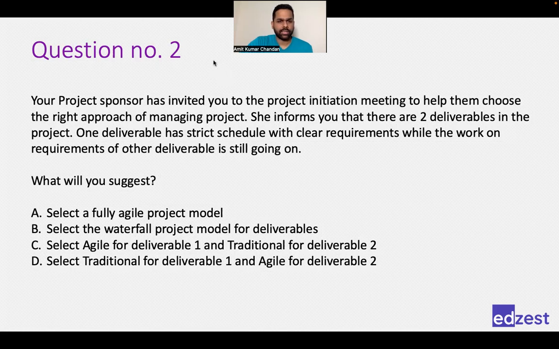All right, so let's discuss this. Your project sponsor has invited you to the project initiation meeting to help them choose the right approach of managing the project. She informs you that there are two deliverables in the project. One deliverable has a strict schedule with clear requirements, while the work on requirements of the other deliverable is still going on. So, a very clear question, right?